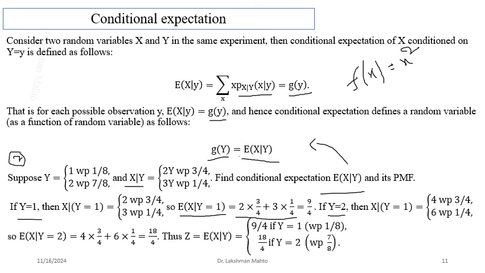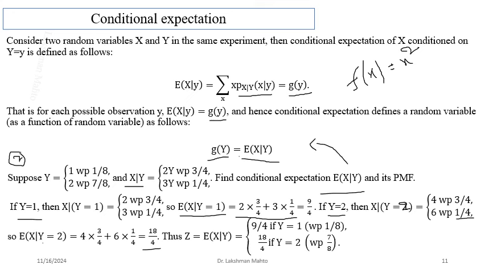Likewise, if you take y equal to 2, what is x given 2? Actually, I should write it. It is 4 with probability 3 by 4, 6 with probability 1 by 4. So likewise, what is the conditional expectation of x given 2? Call it just 2. It is 4 into 3 by 4 plus 6 into 1 by 4. Total this one.